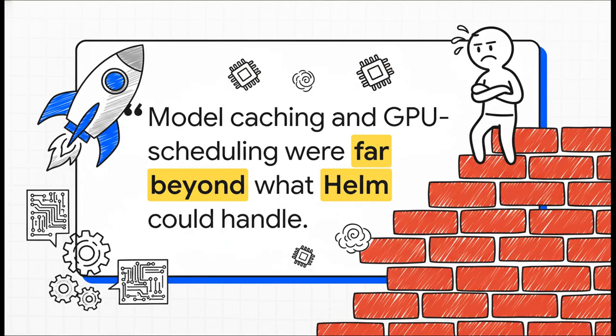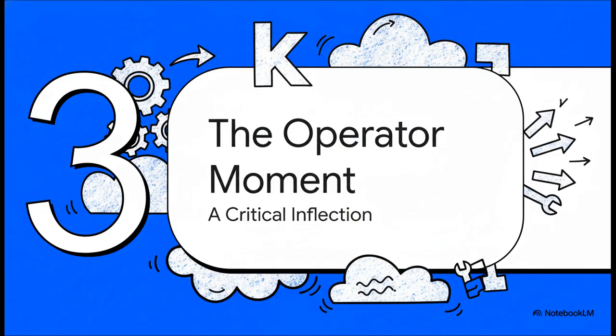And you want to see where this limitation really hurts? Check this out. A team was trying to deploy large language models using Helm, but they had all these complex needs, things like smart model caching and GPU-aware scheduling. That kind of dynamic, intelligent logic is just way, way beyond what Helm's templating can do. They hit a wall, hard. And this is that critical moment. It's the point where a team realizes that to get the automation they really need, they have to go deeper. This is what we call the operator moment.